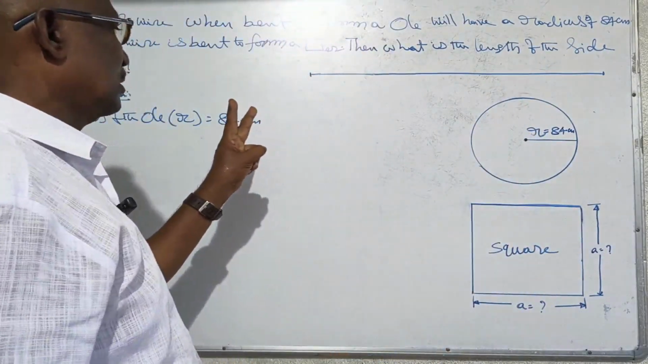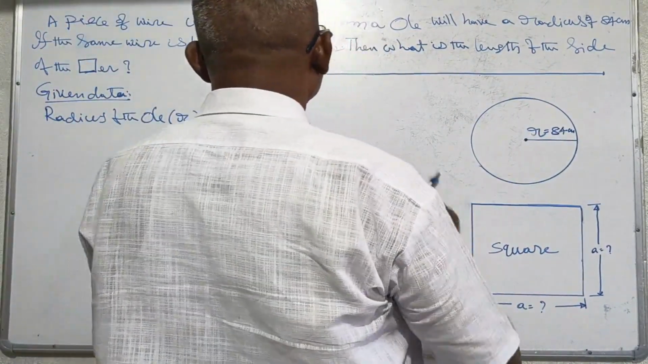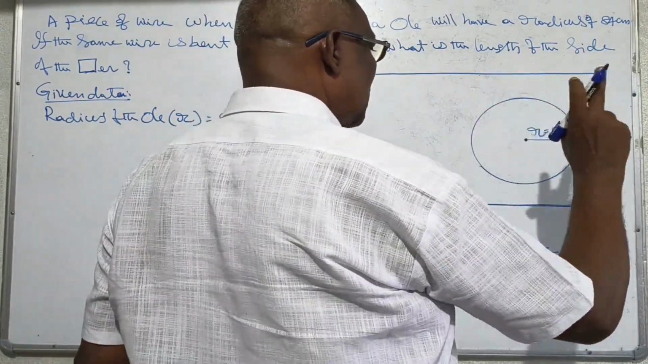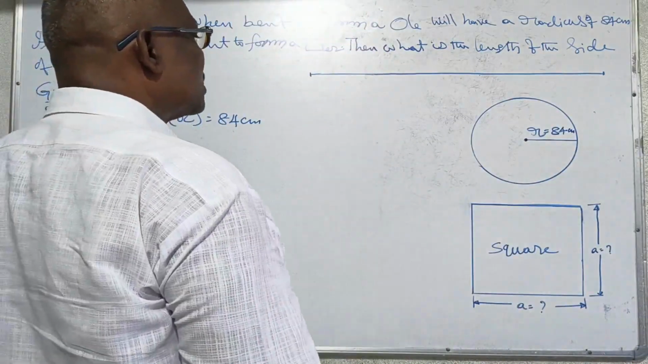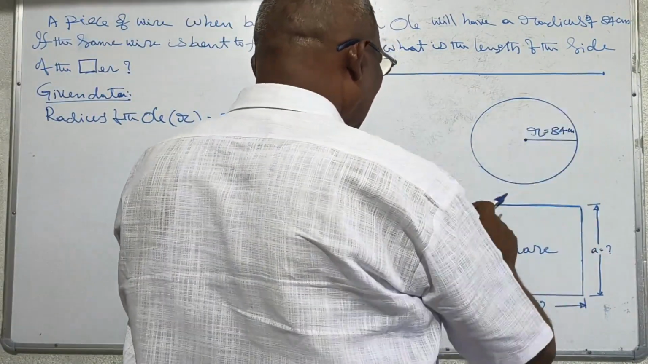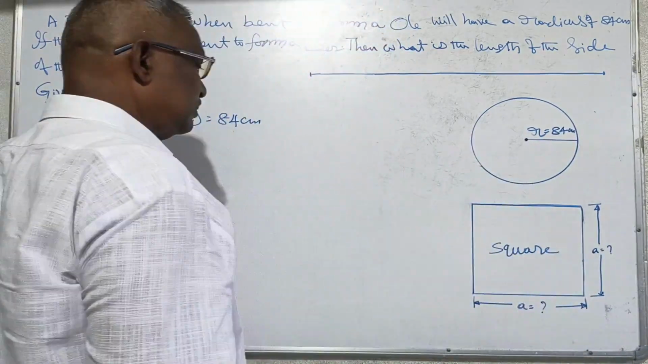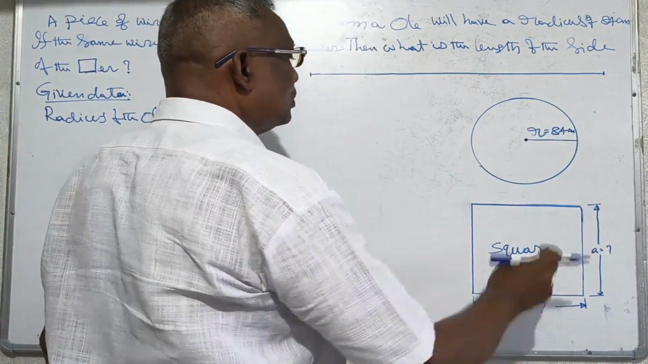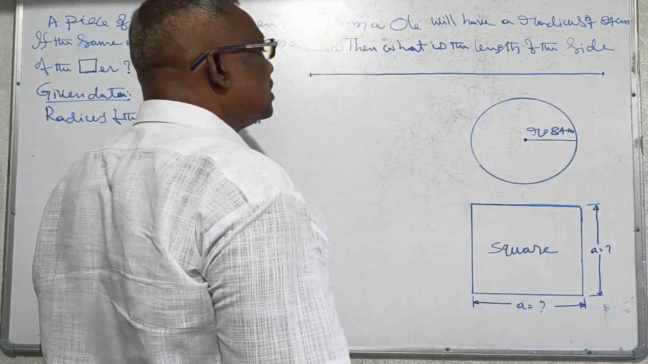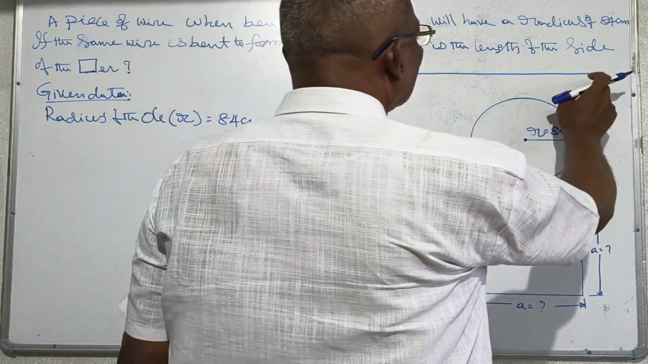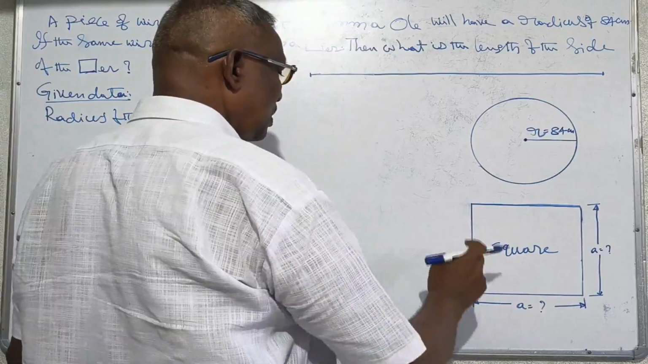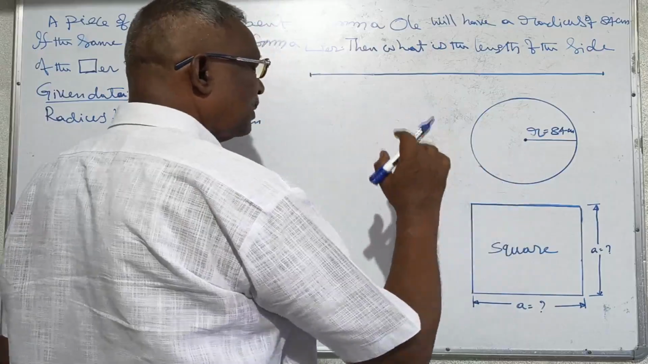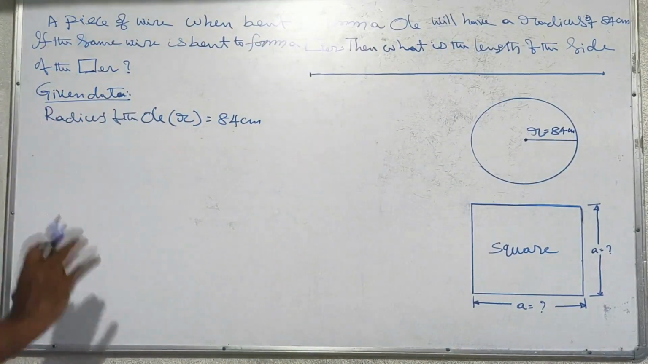There are two conditions here. What are the two conditions? The piece of wire bent in the form of a circle. This is the first condition. Next, the second condition: the same piece of wire bent in the form of a square. So that means the length of the piece of wire is equal to the circumference of the circle. Similarly, the length of the piece of wire is equal to the perimeter of the square. That is the perimeter of the circle or the perimeter of the square. This is the condition here.